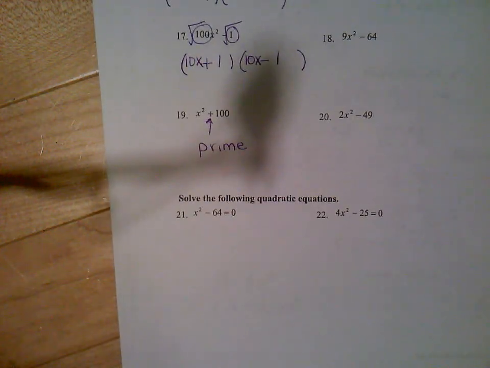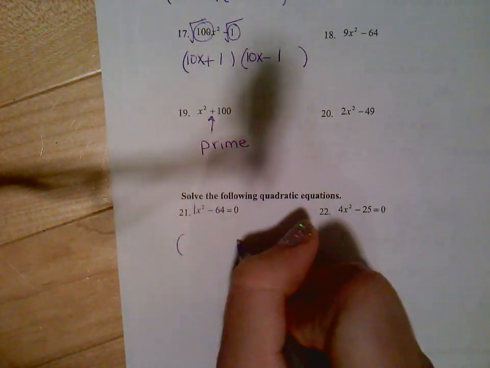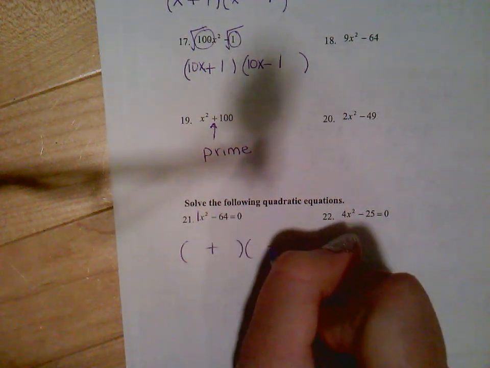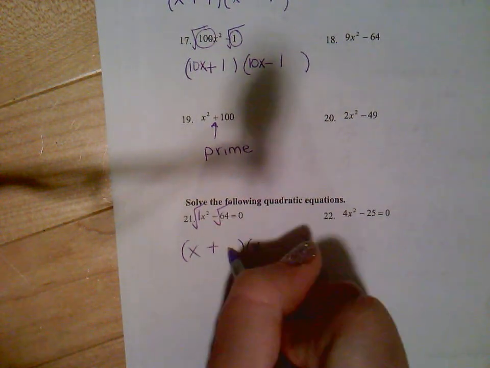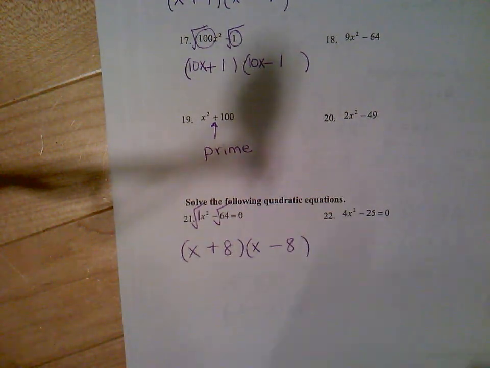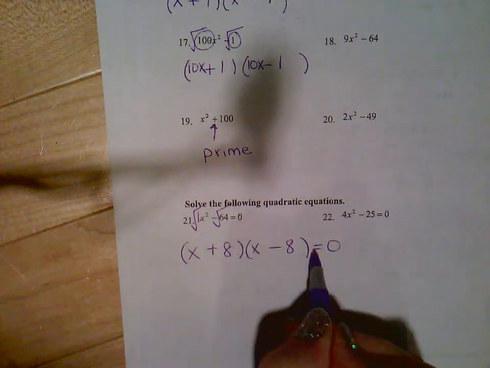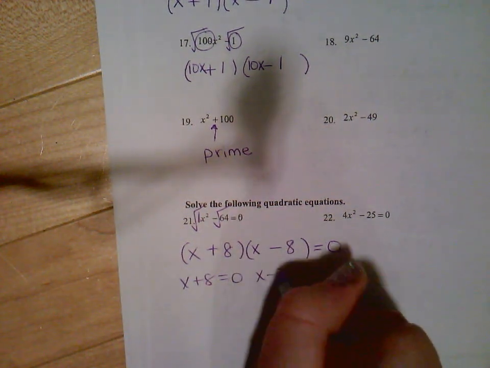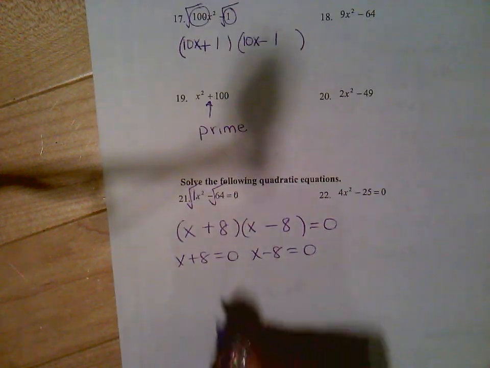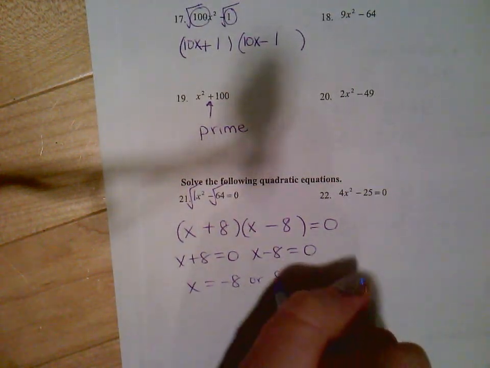All right, number 21. Solve the following quadratic equations. So I'm looking, there's a minus sign, and there's two terms, and they both are perfect squares, the 1 and the 64. So I write my two parentheses, 1 gets a plus, 1 gets a minus. I take the square root, x times x is x squared, 8 times 8, 64. I have to solve this one because it says equals 0. So once I factor, I have to solve. So x plus 8 equals 0, x minus 8 equals 0. So x is either negative 8 or positive 8.